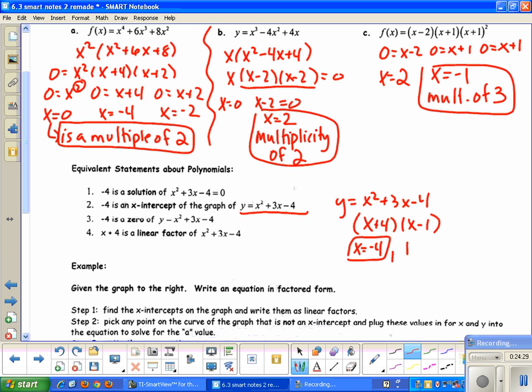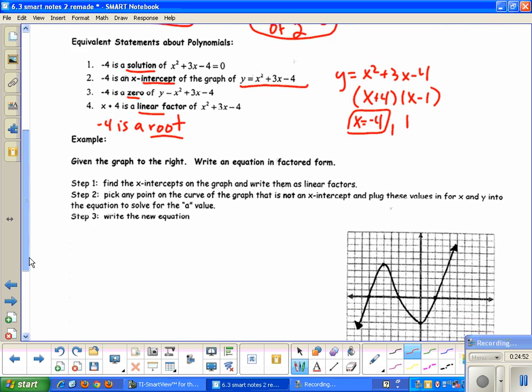So negative 4 is a 0 of the equation, it's just another term instead of saying x-intercept or solution. And x plus 4 is what we call the linear factor. So those are terms that you should know. We could also say that negative 4 is a root. So that just means the same thing, all those terms that we have right there.